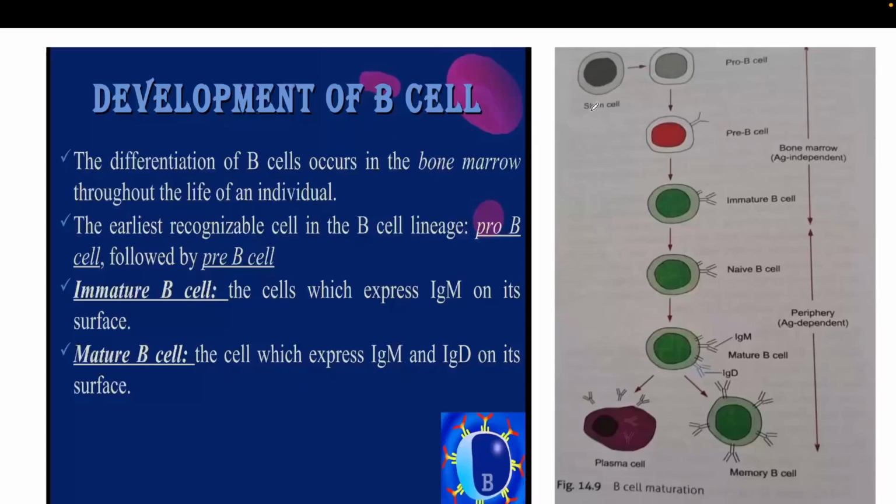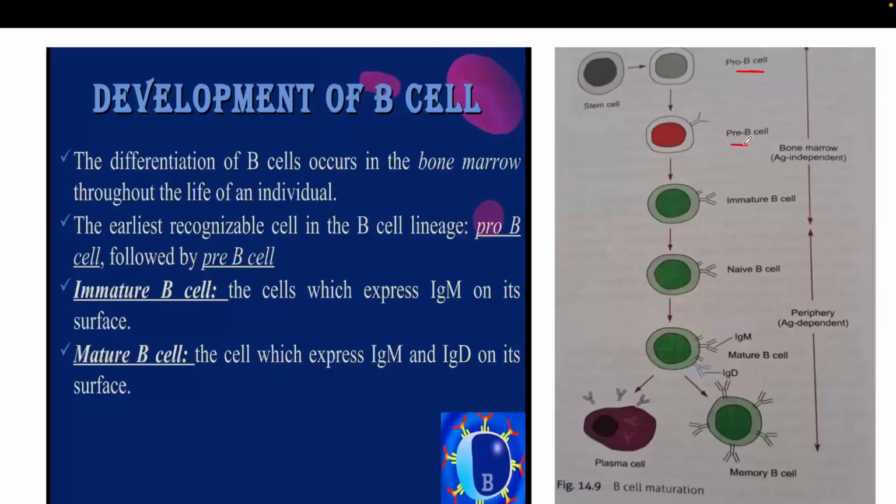So suppose this is the multipotential hematopoietic stem cell. After further division, it will give you the lymphoid progenitor cell, and this lymphoid progenitor cell, after certain cytokine signaling, will give you the pro B cell. In the pro B cell, it is the earliest lineage of the B cell. And after that it will give you the pre B cell.